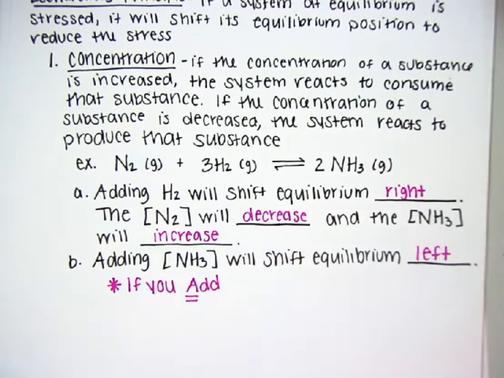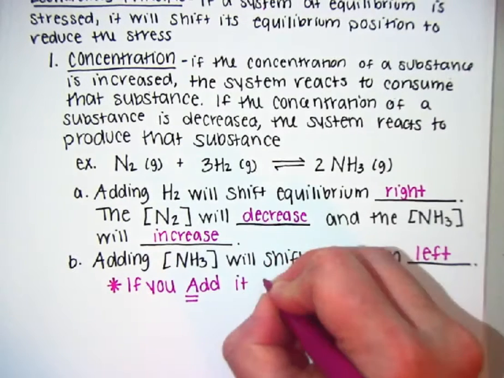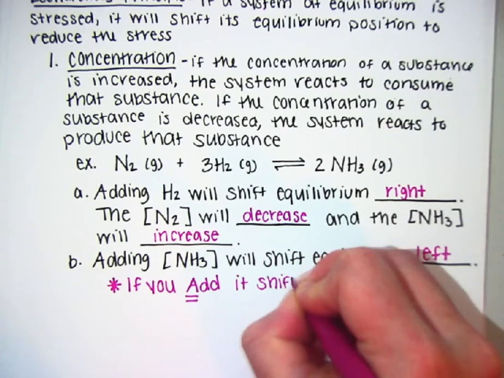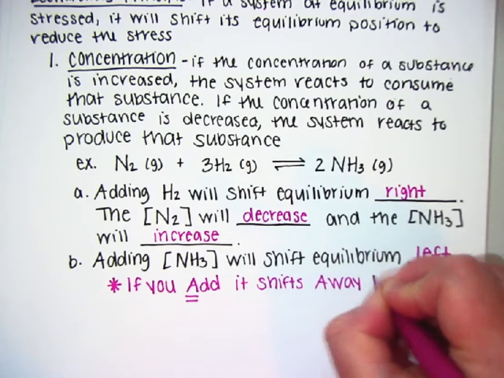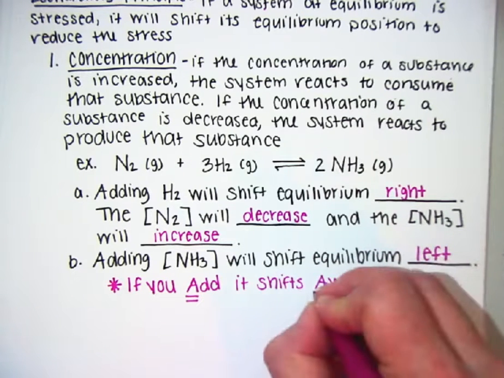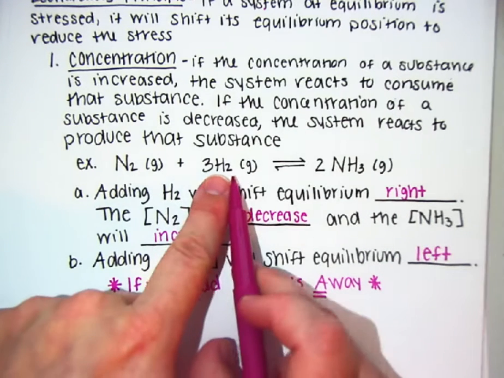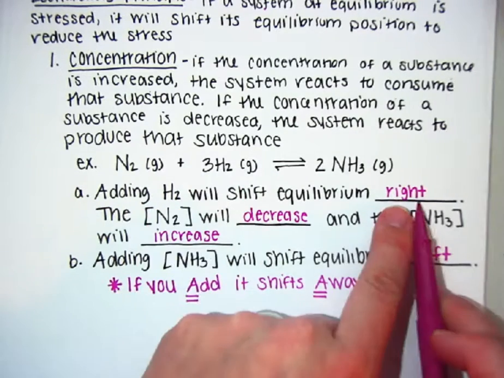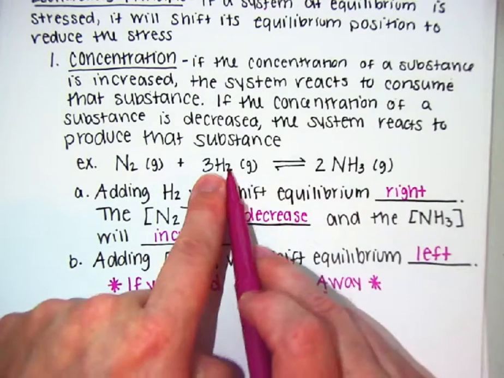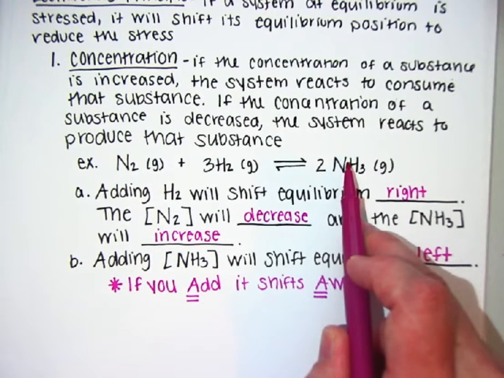To help you guys out, if you add, it shifts away. Let's talk about what that means. Hydrogen is on the left-hand side of the arrow. If I added hydrogen, it shifted right. So I went from left to right. It shifted away. It shifted to the other side.